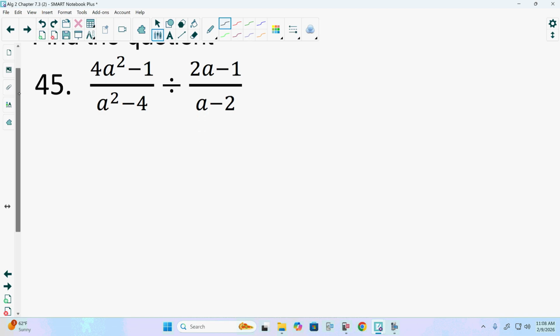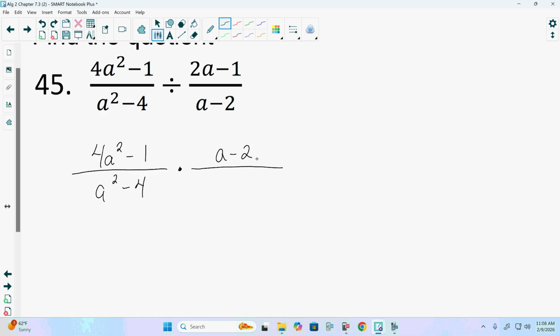Now, we can make these quote-unquote harder, but really all we're doing is adding more factoring steps, more factoring processes to it. It's not that the problems are getting harder or more difficult. We're just having to factor more, keep more terms straight. So, if we look at this one here, again, first thing I would do is keep, change, flip. We're going to keep the first one, 4a squared minus 1, over a squared minus 4. We're going to change it from division to multiplication and flip the second.